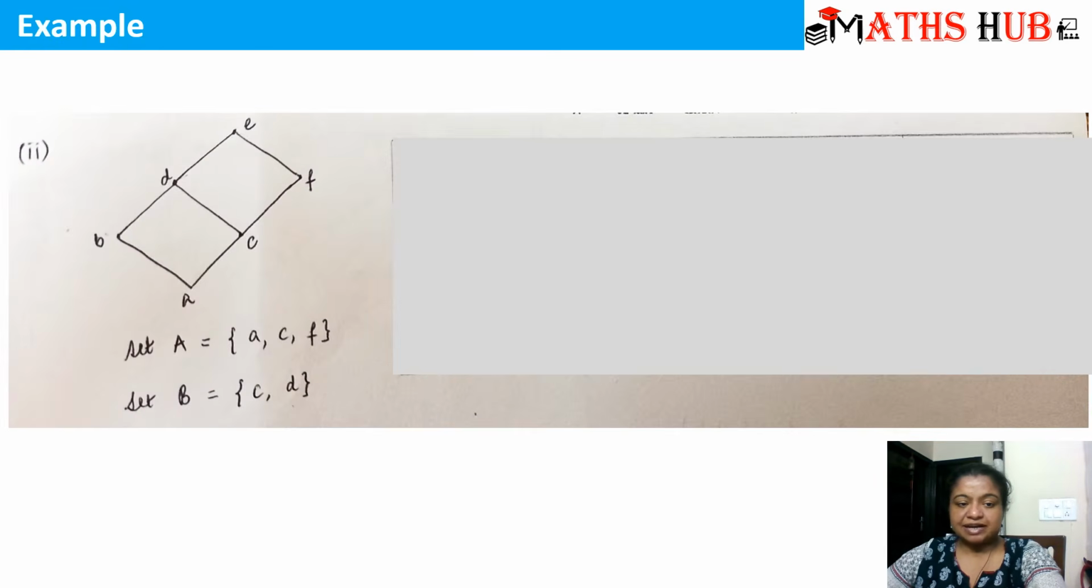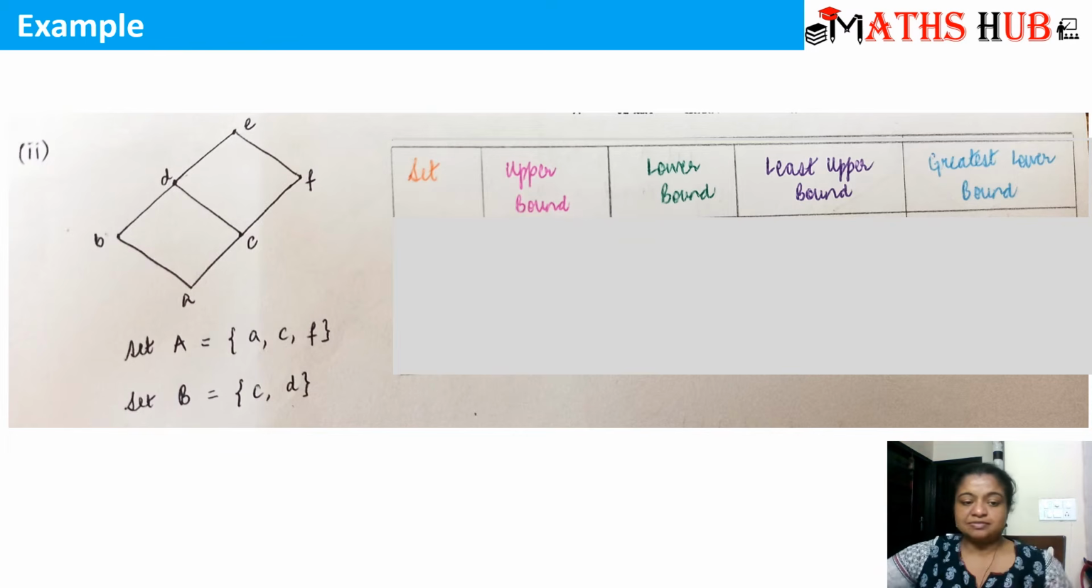So in the next exercise, this is the POSET given to us, and we have to fill the same columns. We are given set A and we are given set B. So I'll explain it for set A and you can try set B on your own, right? So let us talk about the upper bounds of the subset A.